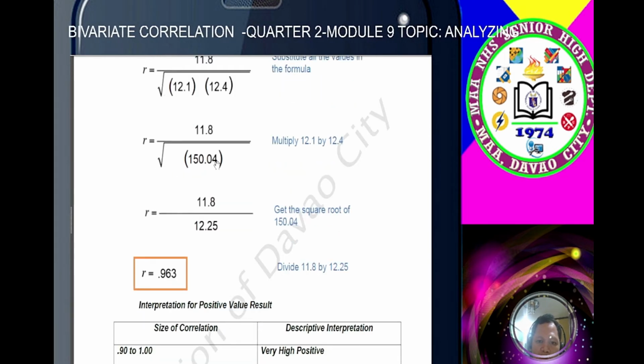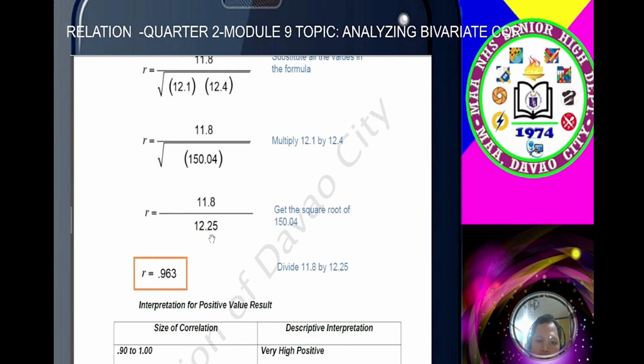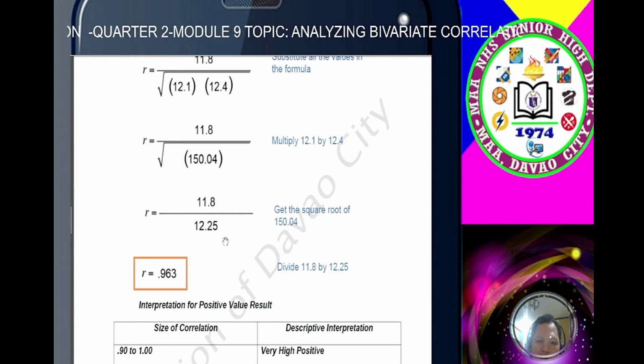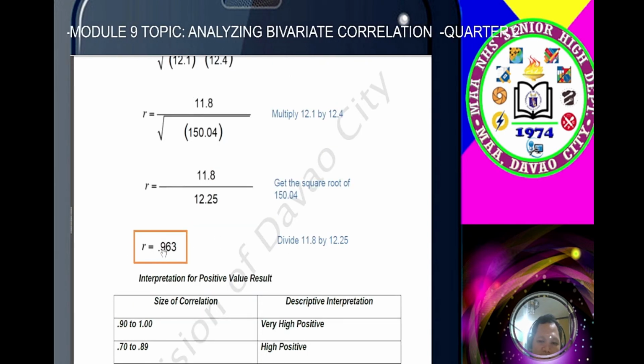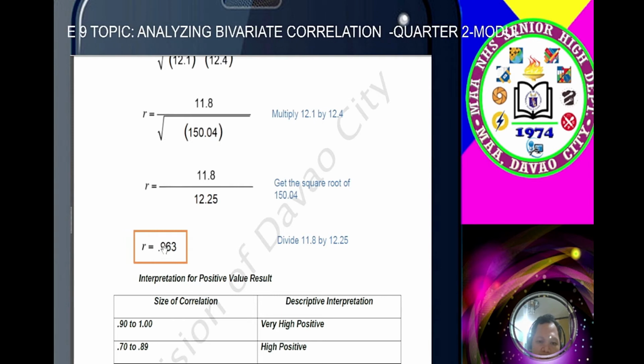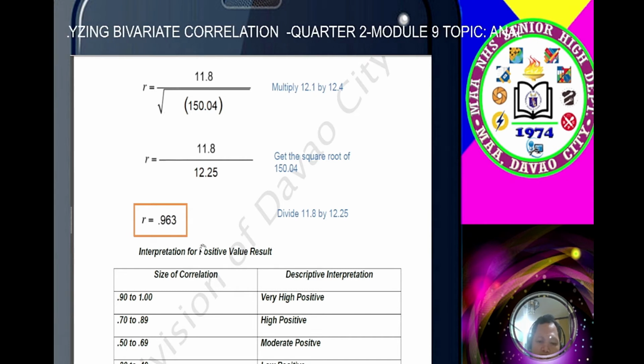Then you get the square root of that. The answer would be 12.25. Then divide 11.8 by 12.25. The answer would be 0.963. Okay, so that is our result for the Pearson R correlation.